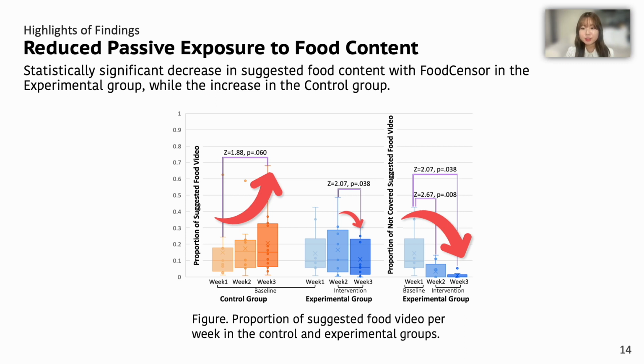When we focus solely on the suggested videos shown to users, the decrease in the experimental group becomes even more pronounced. In contrast, the control group exhibited an increase in suggested food videos. This indicates that FoodCensor effectively reduced the exposure to suggested food videos on YouTube for participants in the experimental group.